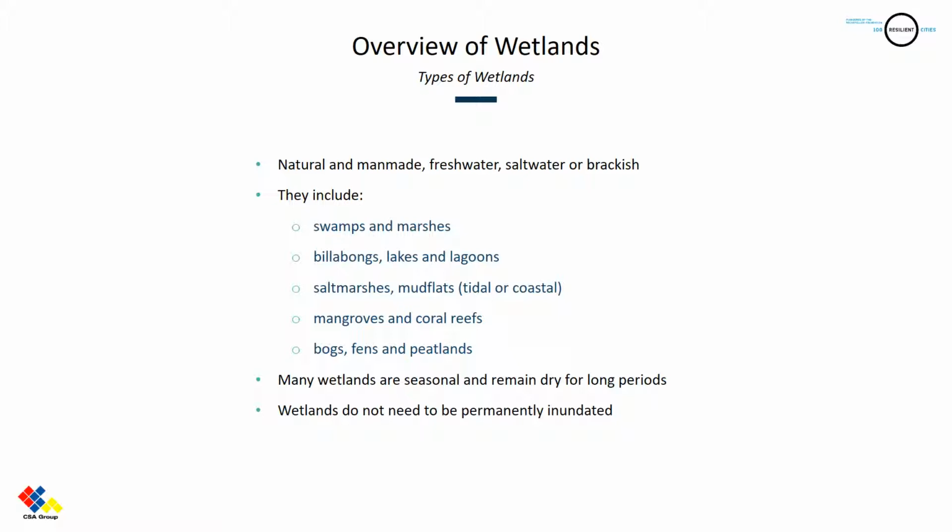Wetlands do not have water all the time, so many wetlands are seasonal and remain dry for long periods. That's why, when delineating wetlands, you need to look at the prevalence of vegetation, hydrology indicators, and also the soils. That's how, depending on the season and the region, you can define the extension of the wetland habitats or the wetland ecosystems.